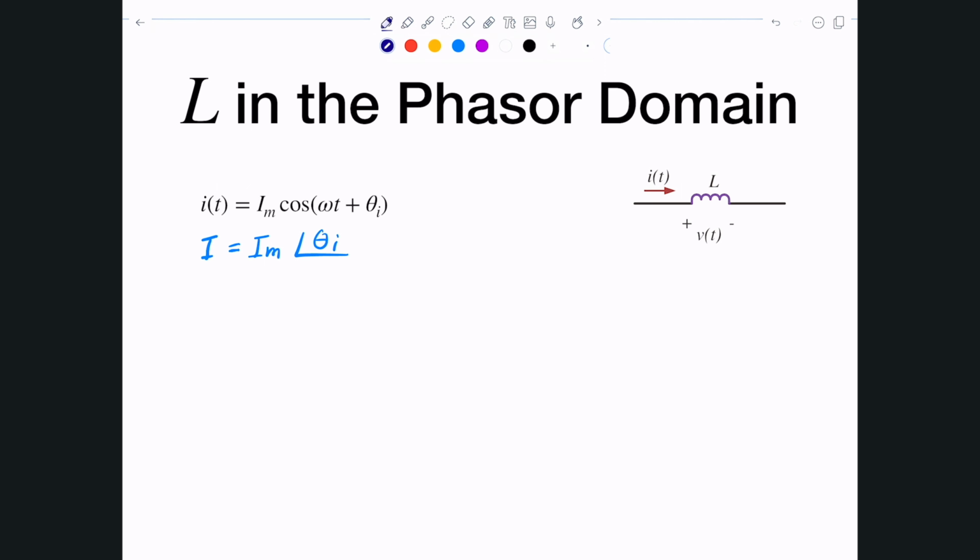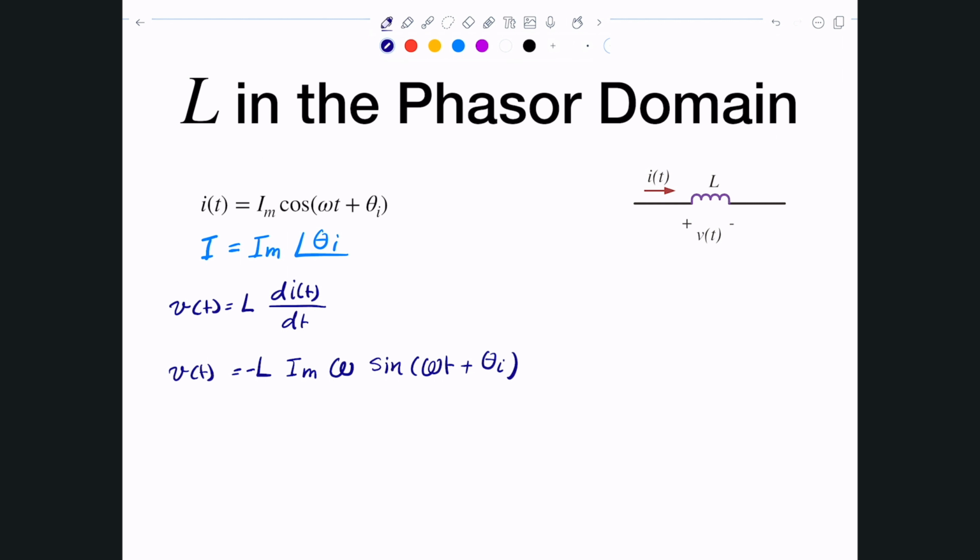Now, what do we know? I'm going back to the time domain, and what we know is the following: V of t, the voltage across that inductor, is simply L times dI(t)/dt. We know what I of t is because we have it here, so let's take the derivative of that. L times the derivative of this equation is simply I_m times omega, and the cosine becomes negative sine of omega t plus theta_I. And that's basically V of t.